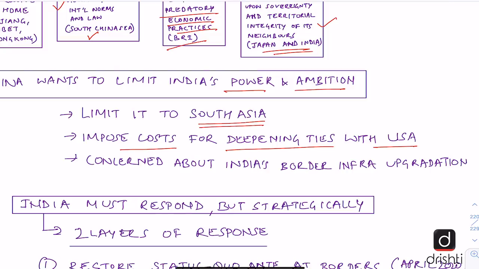And it has been more and more concerned about India's border infrastructure upgradation, especially along the Line of Actual Control, which is threatening the Chinese advantage, because China has very good border infrastructure on its side of the LAC, and it does not want India to develop similar border infrastructure to maintain its superiority.